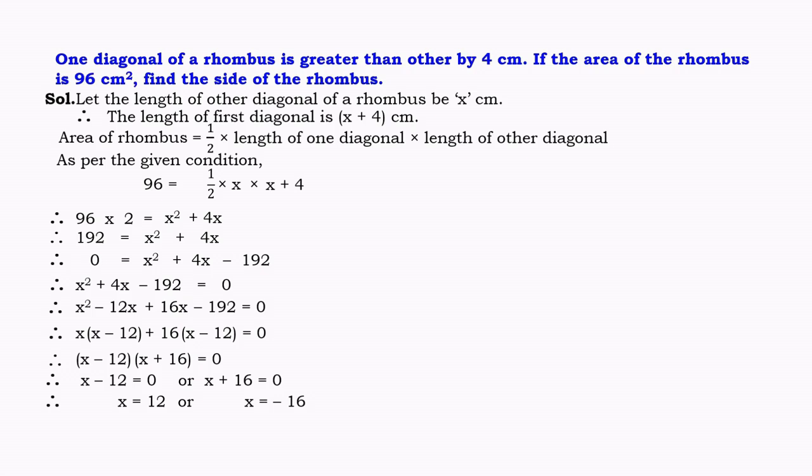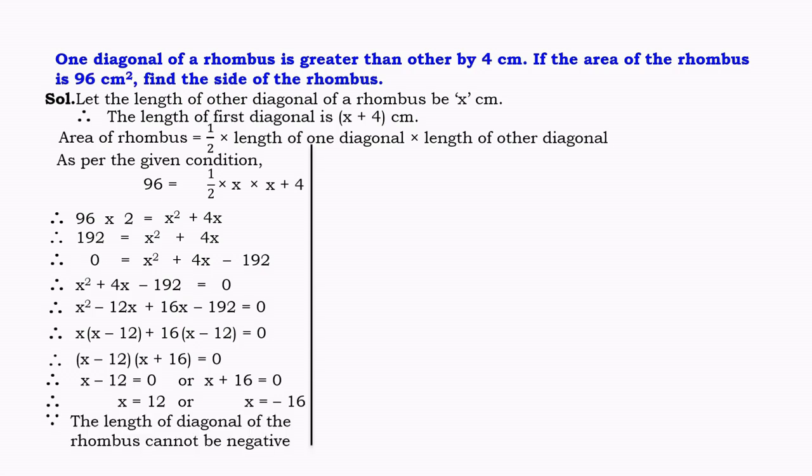Or x equals 12. A diagonal cannot have a negative length. Therefore, we reject negative 16. Hence, x equals 12. The smaller diagonal is 12 centimeters. The larger diagonal is 12 plus 4, which is 16 centimeters.